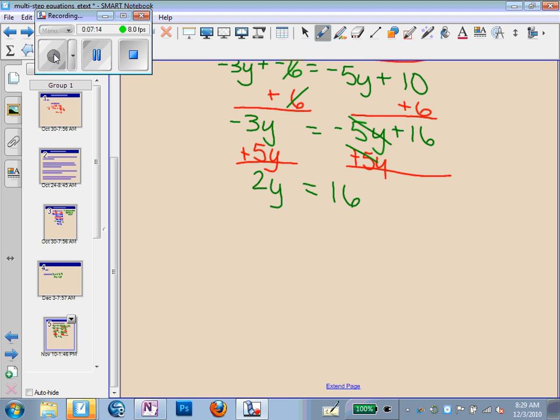So now we're going to multiply both sides by 1/2 to get y by itself. And the reciprocal property is always, always, always your last step when you solve an equation. So 1/2 times 1, cancel to give us 1. 1 times y is just y. And 1/2 times 16, we cross cancel, and we get 8.